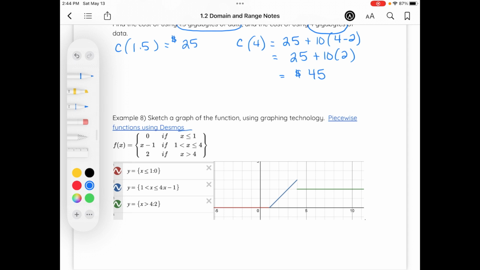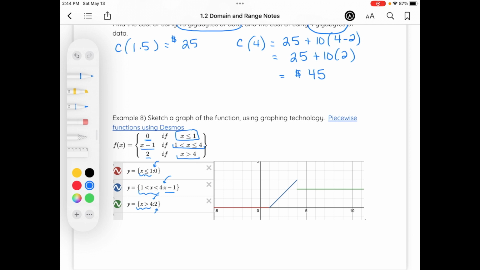You'll first start off by putting the restriction in. I have x is less than or equal to 1, semicolon, and then the function itself, the equation, which in this case is just 0. In my second line, I have 1 is less than x, which is less than or equal to 4. I have my semicolon and then x minus 1 here. And then finally I have x is greater than 4, semicolon, and then my constant of 2.